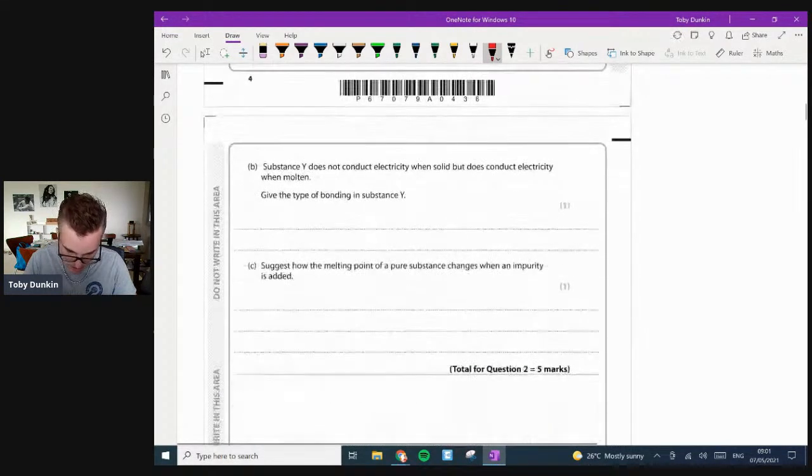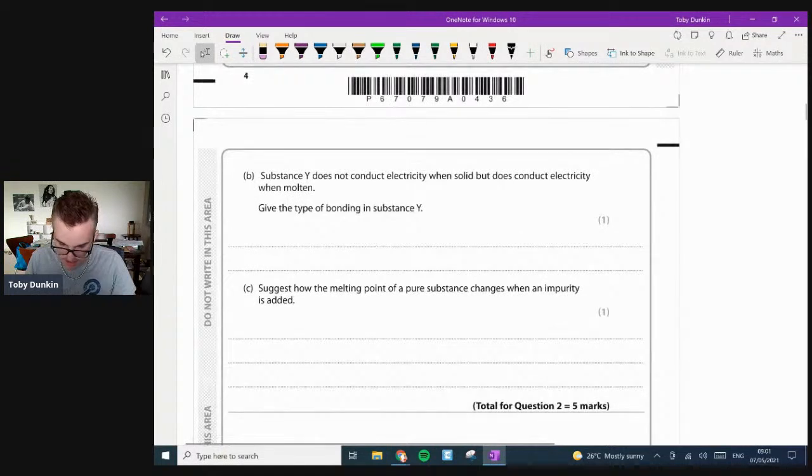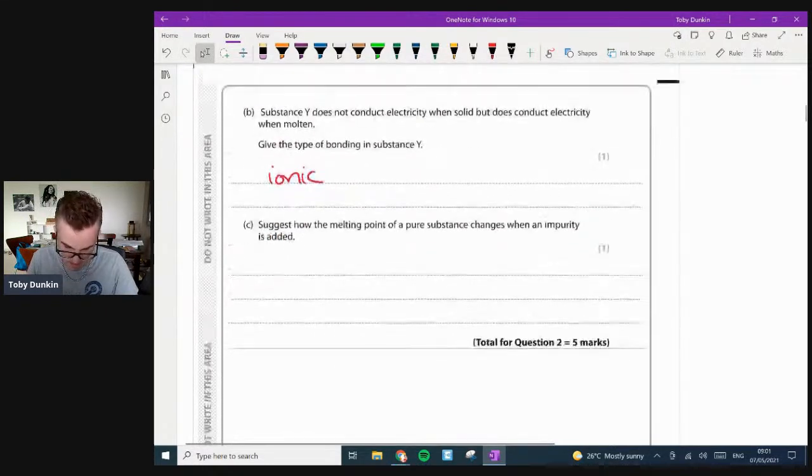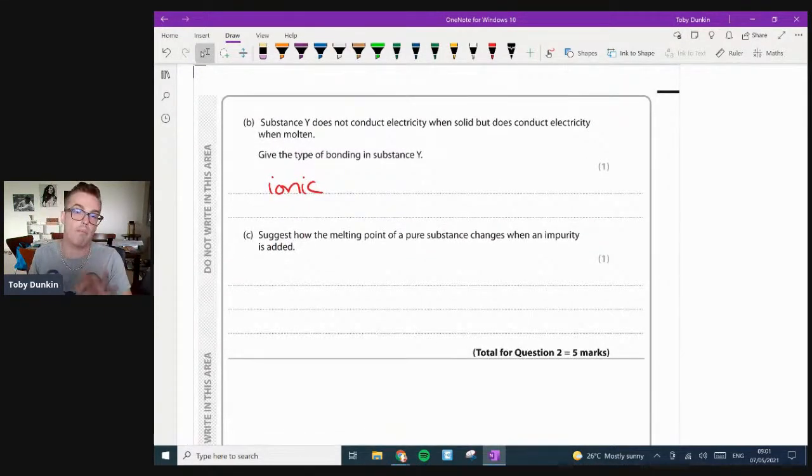Let's move on. Substance Y does not conduct electricity when solid, but does conduct electricity when molten. So it's ionic. Give the type of bonding. Ionic. The reason being is ionic compounds, key property, they don't conduct when they're solid, but they do conduct when they're molten or in solution, because the ions become free to carry the charge.